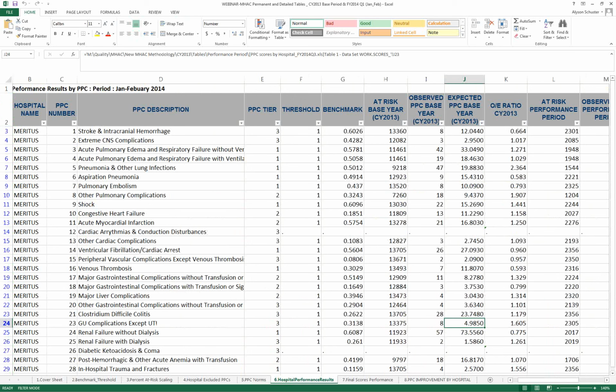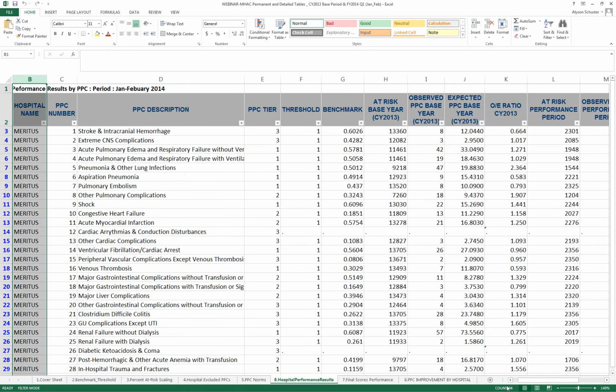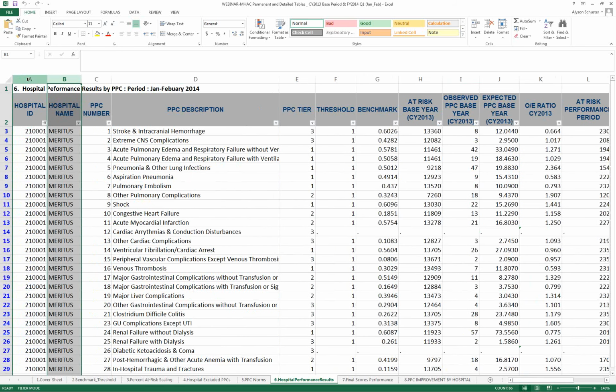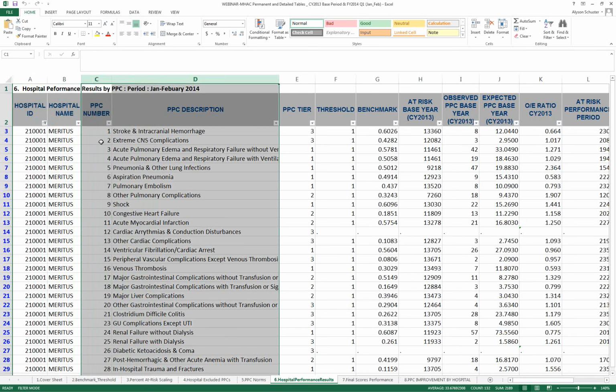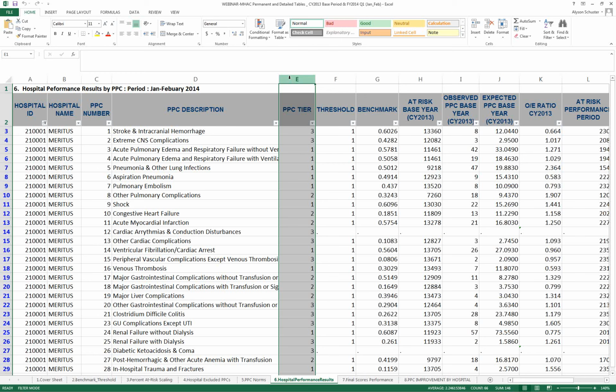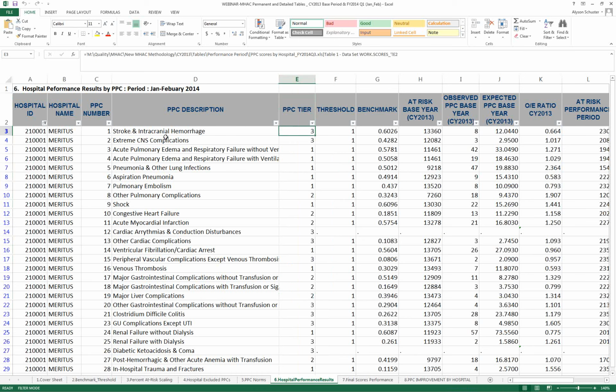So this next tab is probably what you're most interested in, because these are the results based upon the preliminary January and February data. So what this sheet shows us, first it gives us the hospital, in column A and B, it gives us the hospital information. In column C and D, it gives us the PPC number and description. Column E tells you which tier the PPC falls into. So for instance, PPC 1 falls into tier 3, which means it will only be weighted at 40%.